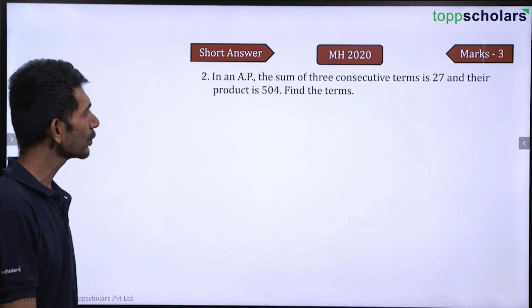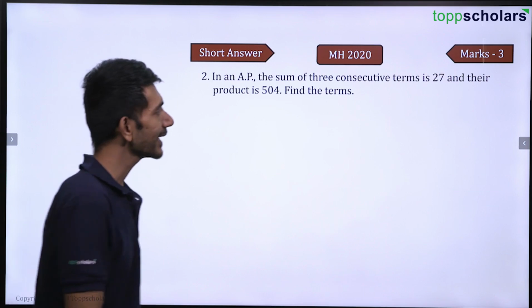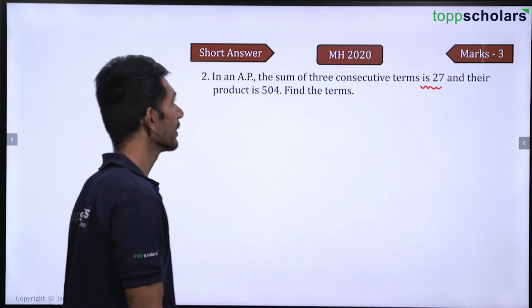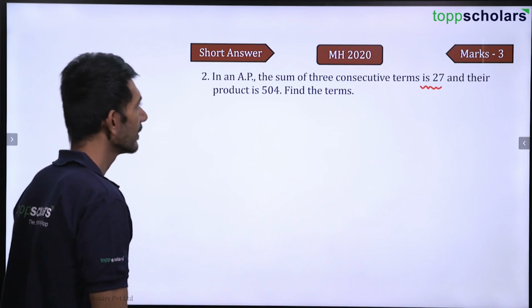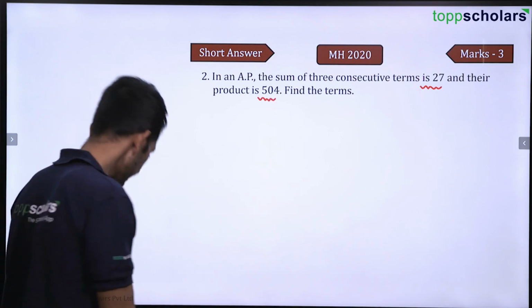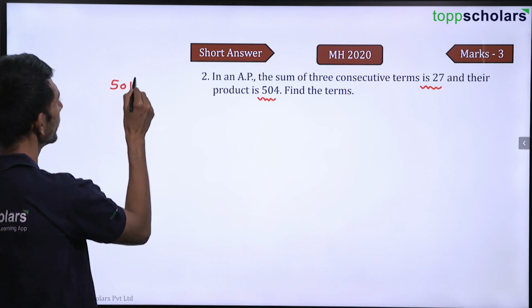Okay, let's have a look at a new question now. It says, in an AP, the sum of three consecutive terms is 27 and their product is 504. Find the terms. Now, this is a very interesting question and very easy as well.